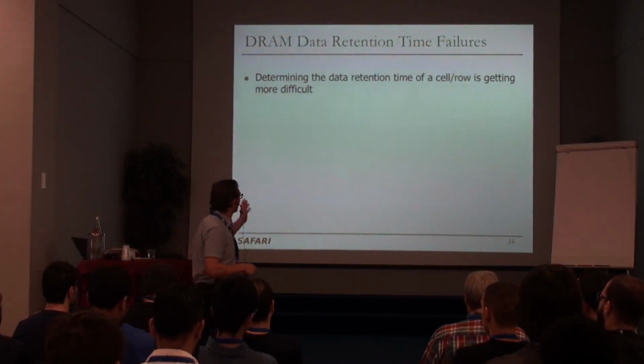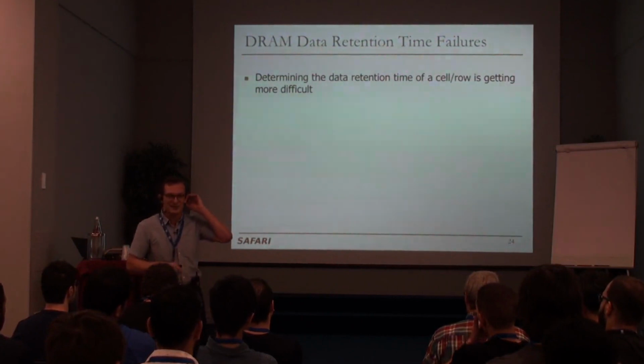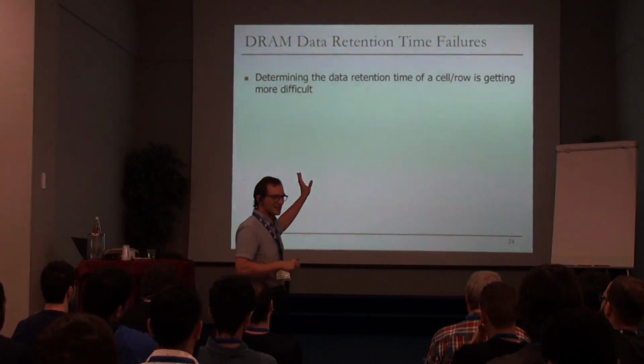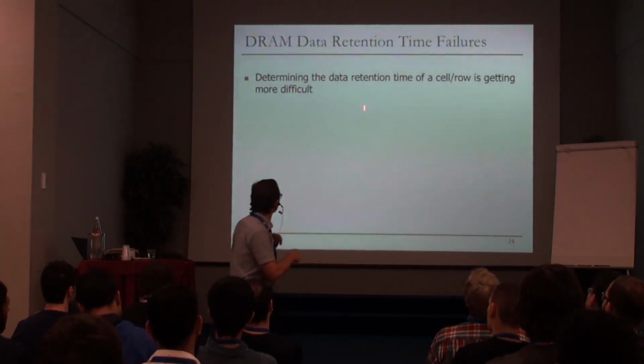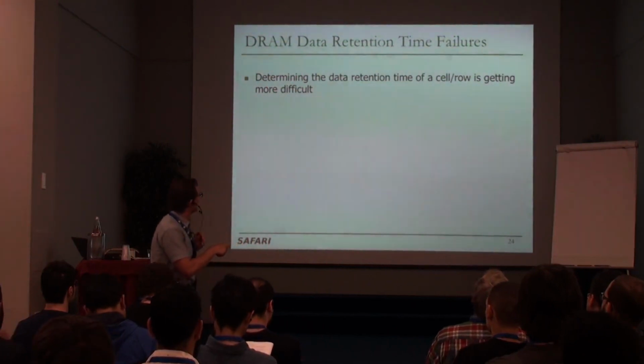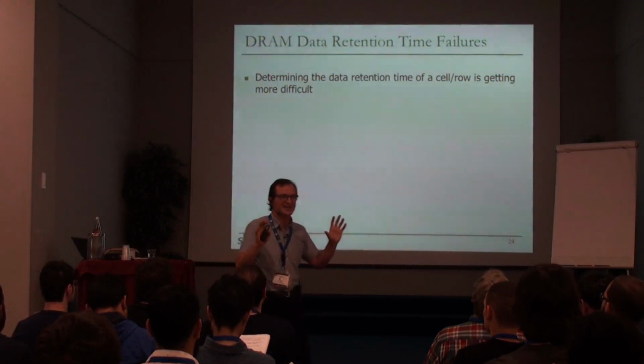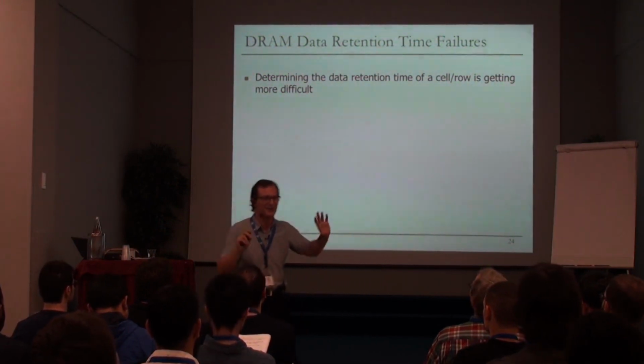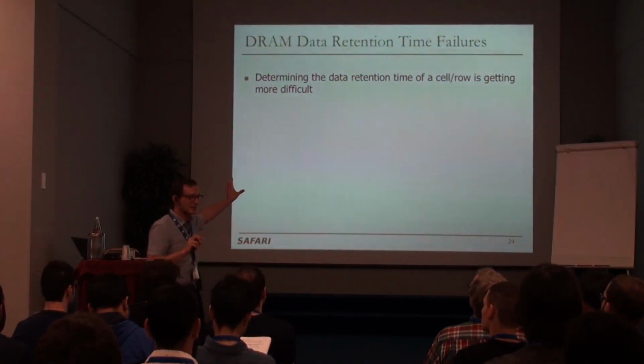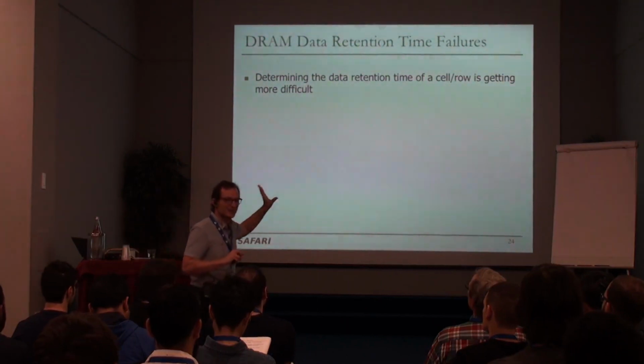Okay, basically, let's talk about retention time failures a little bit. We talked about refresh a lot, but I think now we're getting to the core of the scaling problems in DRAM. Determining the data retention time of a cell or row is getting more difficult. And if you say, I don't care about this, you should really care about security. Because if someone figures out how to exploit this predictably, then we'll be in trouble, I think, going forward.